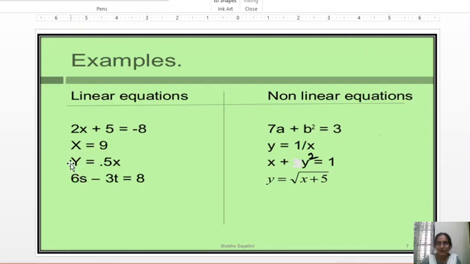This year we are going to learn only the equations in one variable, the equations which consist of one variable. You are going to study in your higher classes the equations which consist of two variables. It is 6s minus 3t equals 8. There are two variables, s and t. These are all non-linear equations. You will study non-linear equations in your higher classes.